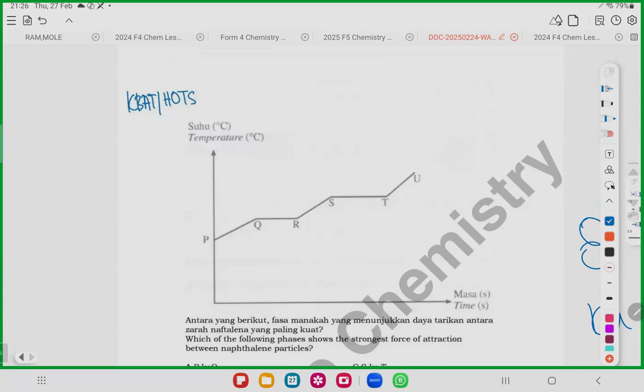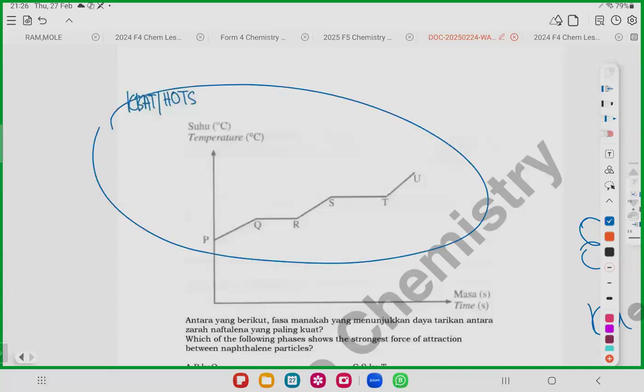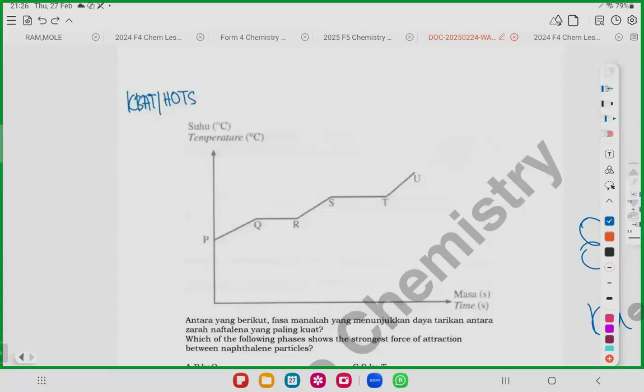Okay, how are we going to tackle this question? So again, everyone, as you all can see, this is a heating curve. How do I know? I saw a staircase going up, right? When you see a staircase going up, it is your heating curve. Yeah, we see a heating curve here, all right? So now, how are we going to do this question? Okay, so let's have a look.